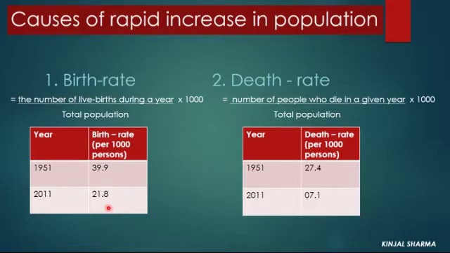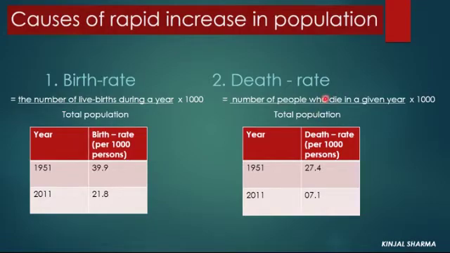So, what can we say? We can see that there is a decrease in birth rate. In 1951, the birth rate in India was 39.9, which decreased to 21.8 in 2011. So, there was a difference of roughly 18 points. That is a slow reduction in the birth rate. And the main reasons for this are the low level of education, preference for a male child, low income levels, etc.